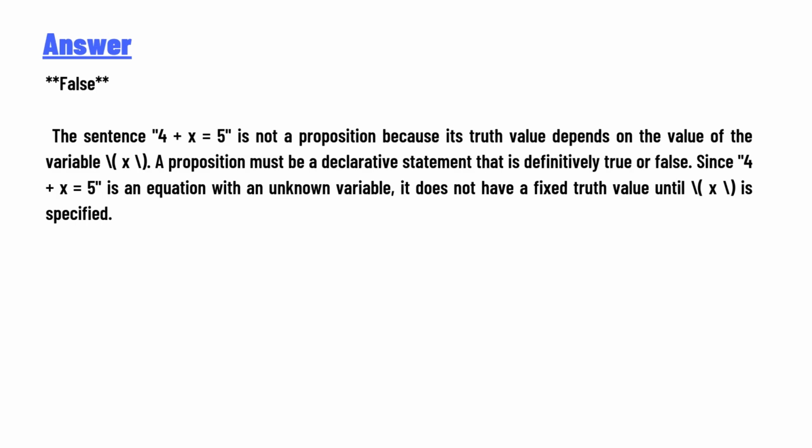The sentence 4 plus x is equal to 5 is not a proposition because its truth value depends on the value of the variable x. A proposition must be a declarative statement that is definitively true or false. Since 4 plus x is equal to 5 is an equation with an unknown variable, it does not have a fixed truth value until x is specified. So that's the correct answer of the question.